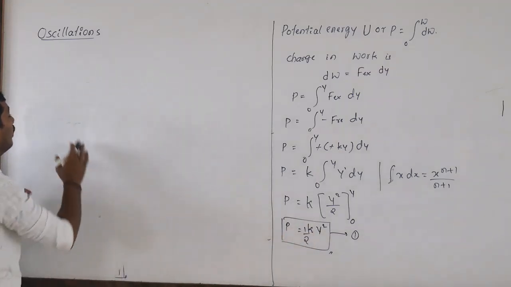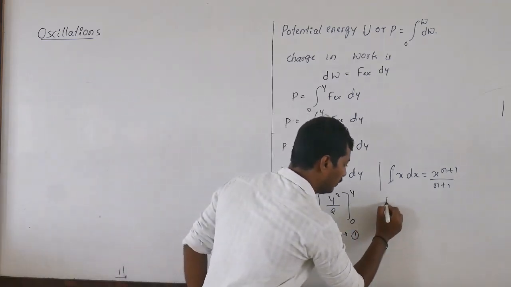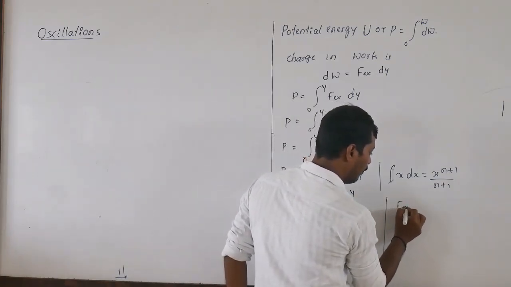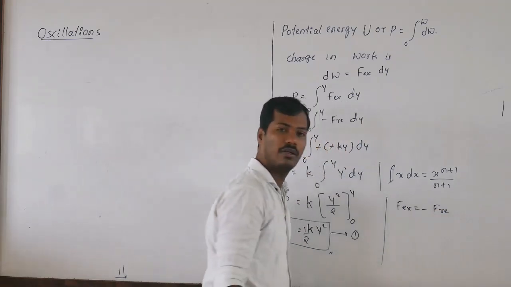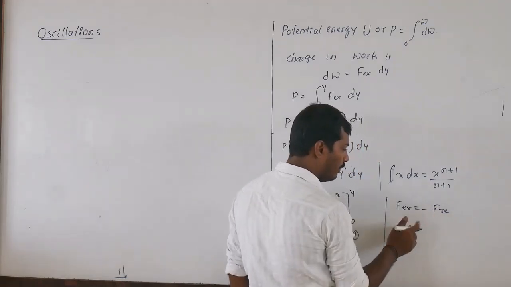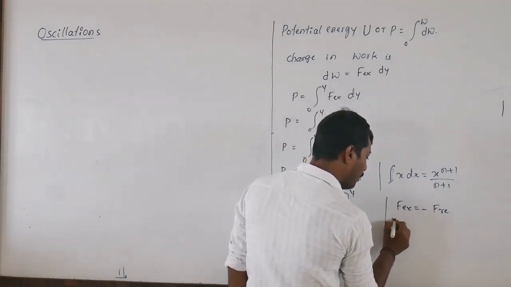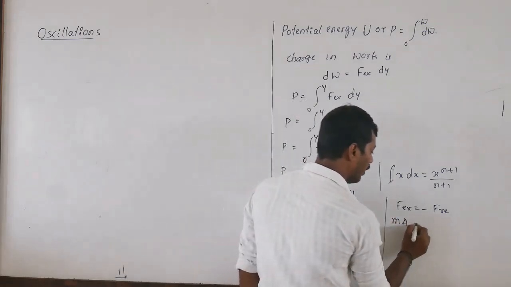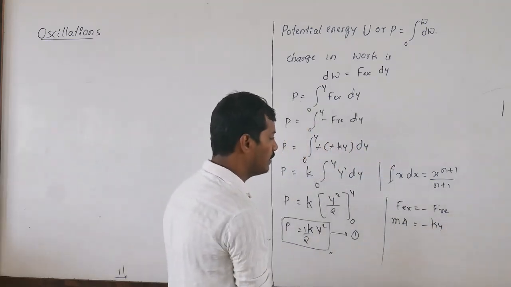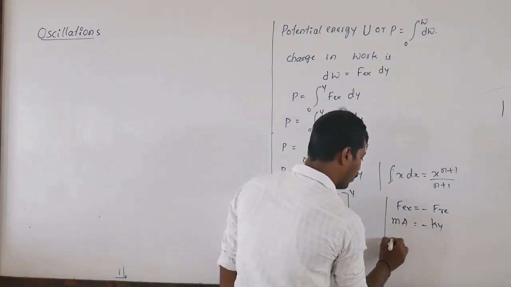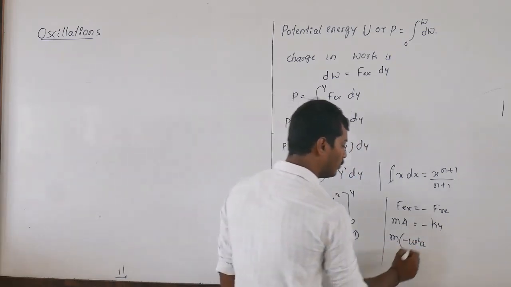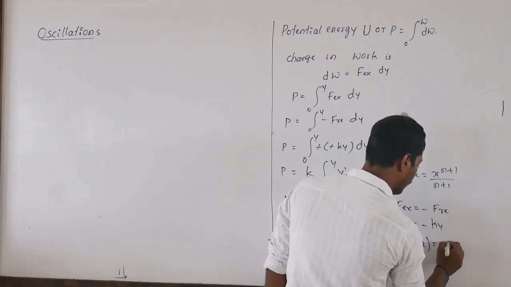If you want the value of k, it's only a small part, so I will derive it rather than just taking it directly. Here the external force is equal to minus of the restoring force. Taking the magnitude, m into the acceleration of the body is equal to minus k y. The acceleration of the body is minus omega square into a, which is equal to minus of k into y.